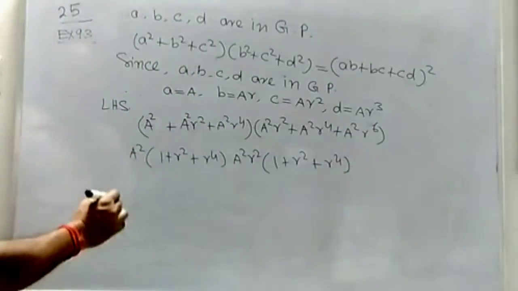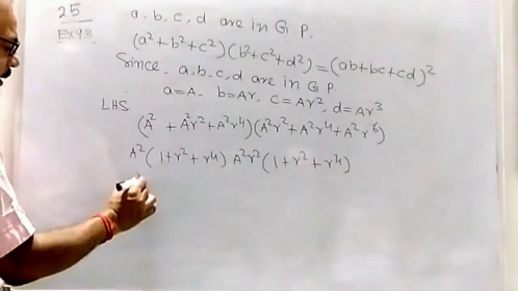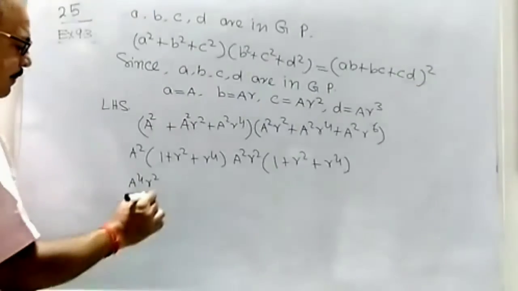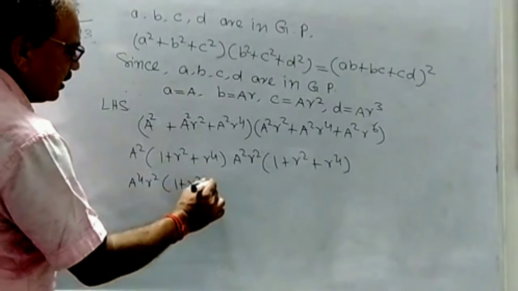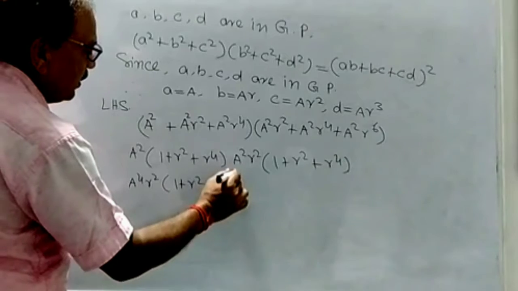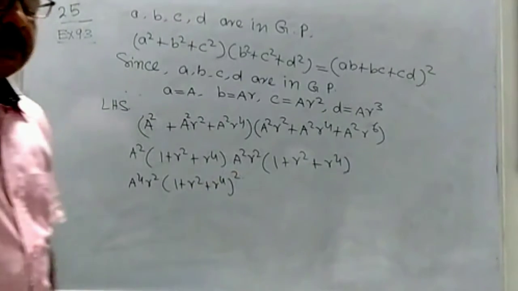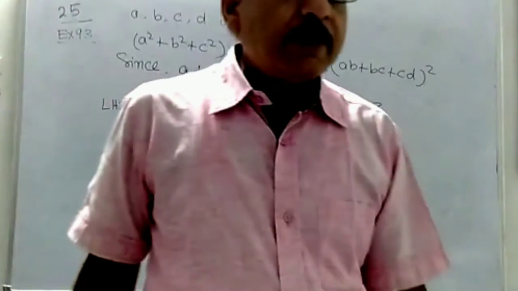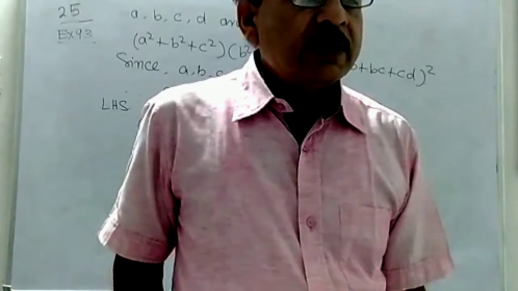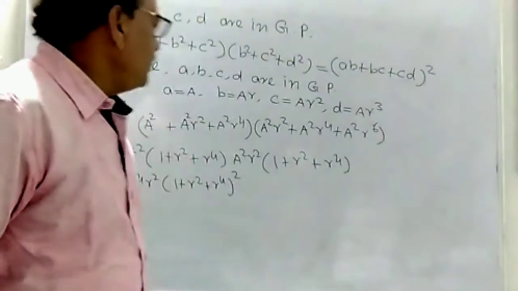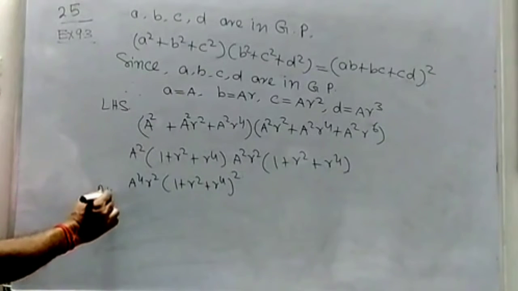So now from this we can write a to the power 4 r square, and here you can write 1 plus r square, r to the power 4, whole square. In this way we can write this. From the left hand side we can write this. Now let us see the right hand side.